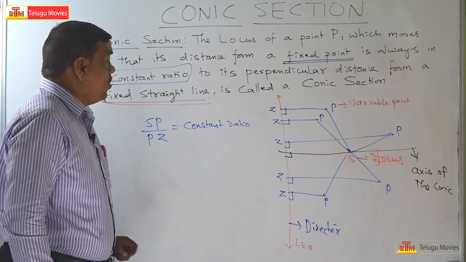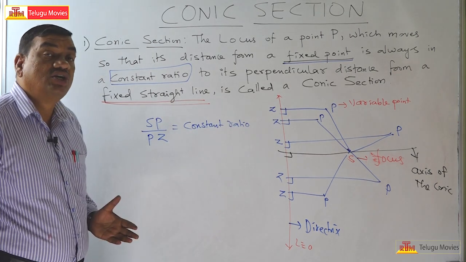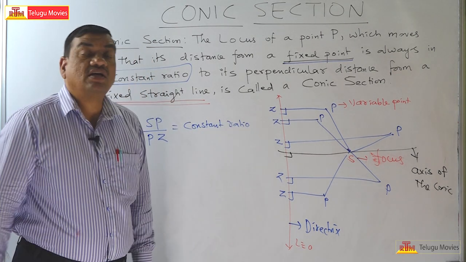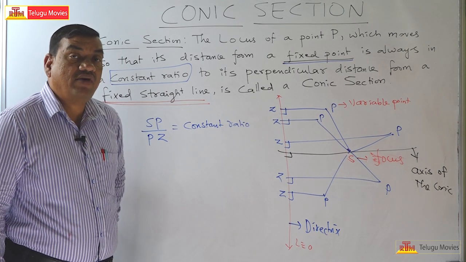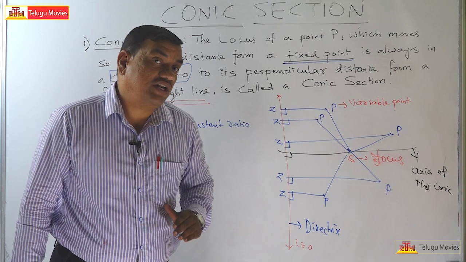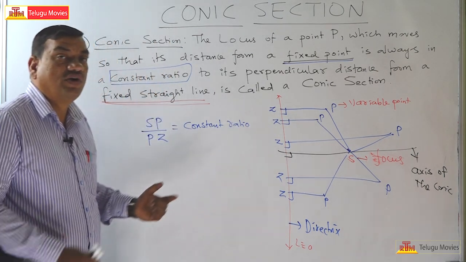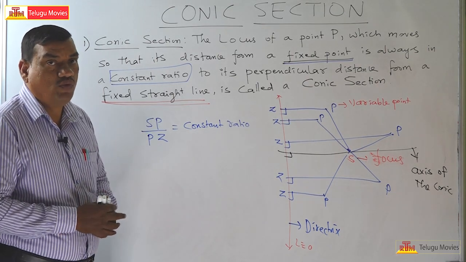Now, depending upon the value of that constant ratio, it takes different shapes, and each shape we will give a name. So for which ratio, which name, that we are going to see now.